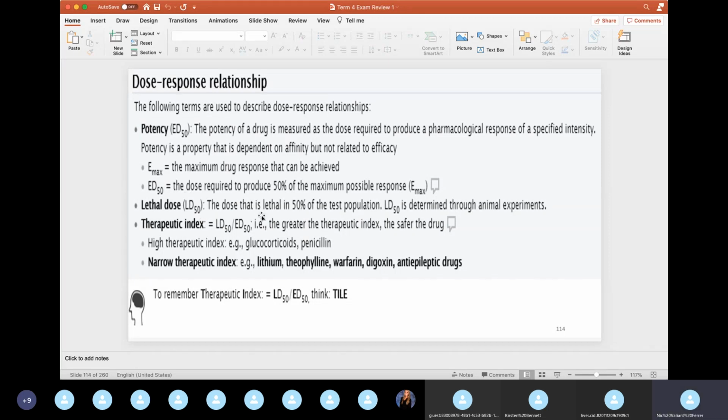Talk about potency, lethal dose, right? If it's lethal in 50% of the population, and we talk about therapeutic index, don't forget high yield, the drugs that have narrow therapeutic index: lithium, theophylline, warfarin, digoxin, and your anti-epileptic drugs.